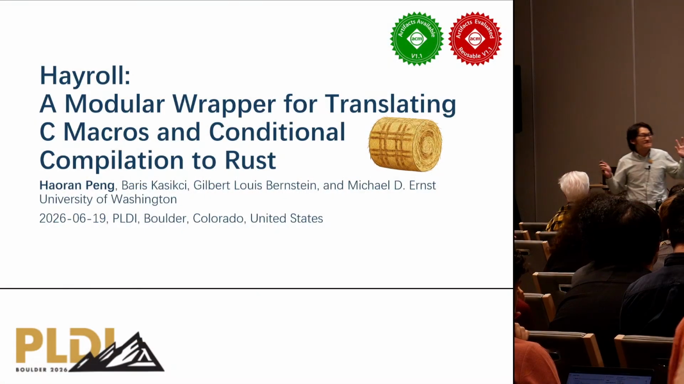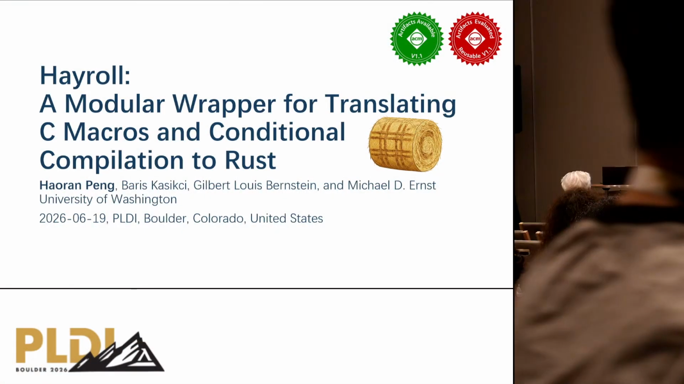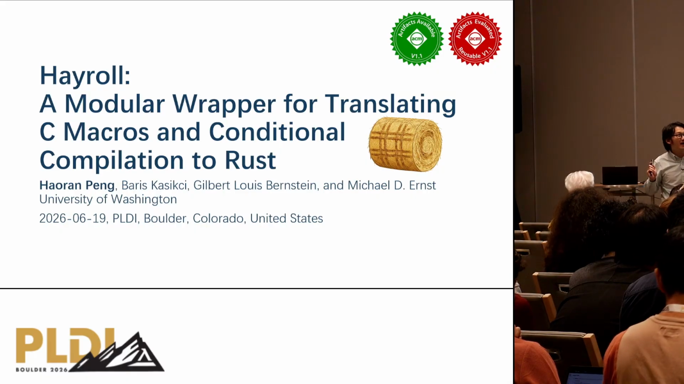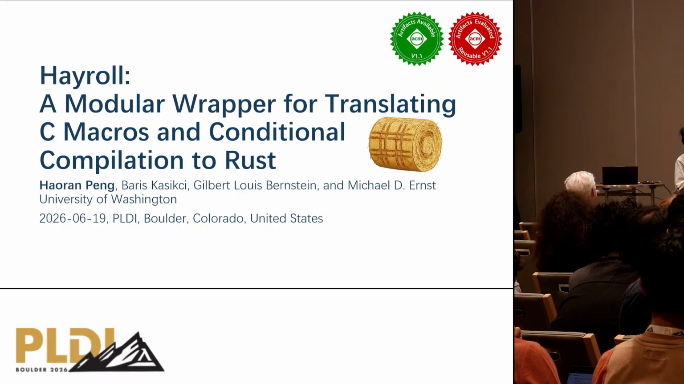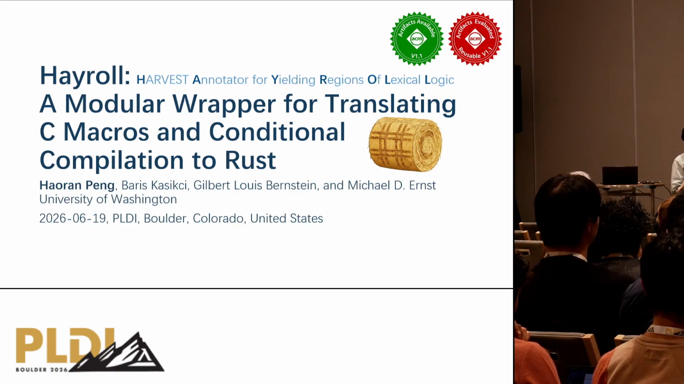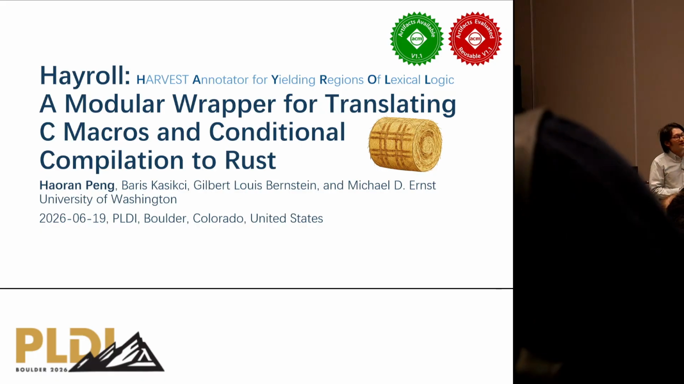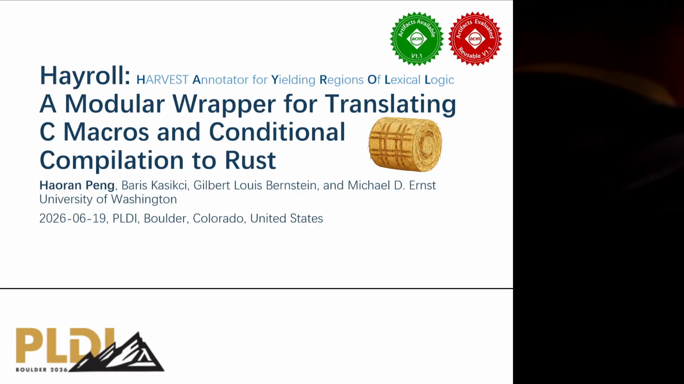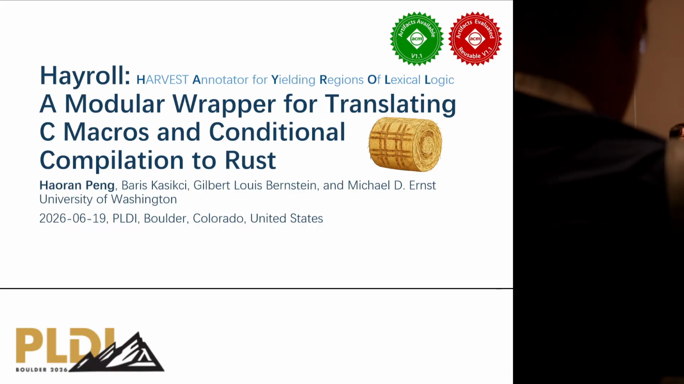Hello, Rustaceans. This is Haoran from University of Washington, and today I'm super excited to bring to you my work, Hayroll, a modular wrapper for translating C macros and conditional compilation to Rust. Hayroll itself is an acronym for Harvest Annotator for Using Regions of Lexical Logic, while Harvest is our UW Harvest team, our C to Rust translation team at UW.